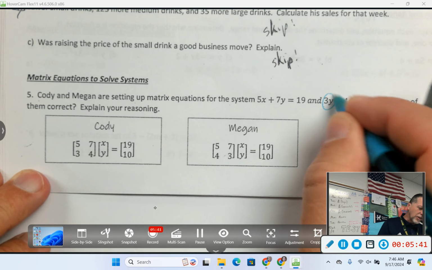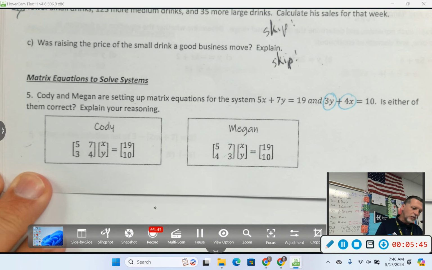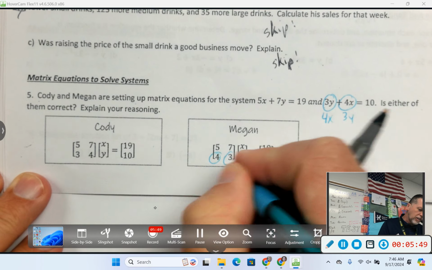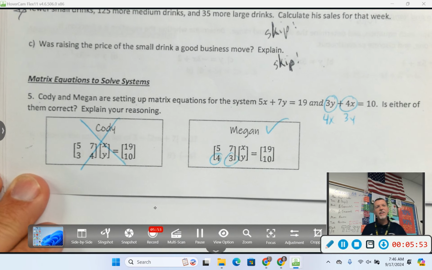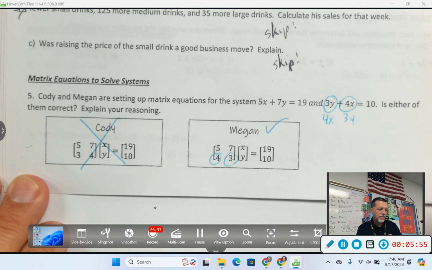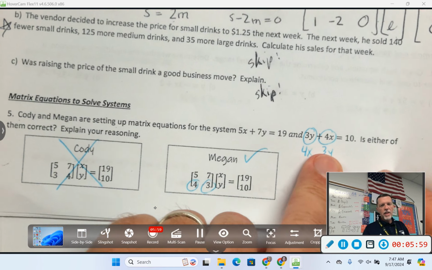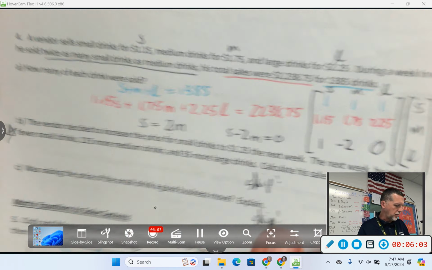And the trick there was they wrote that second equation sort of out of order to see if you're paying attention. 4x, 3y, 4x, 3y. So Megan is right. Sorry, Cody. Do better next time. But you can see where that might be a common mistake if someone wrote those out of order to get the matrix messed up.